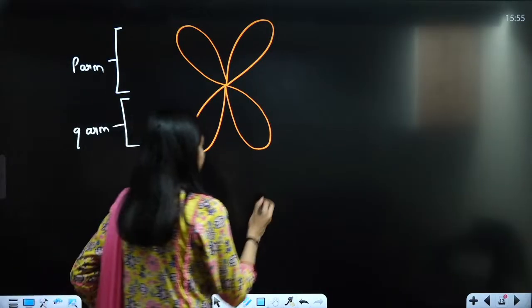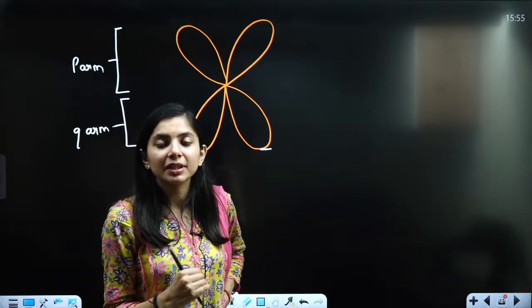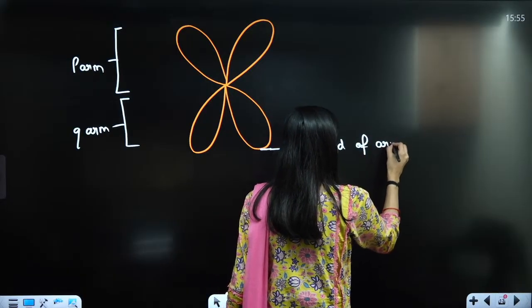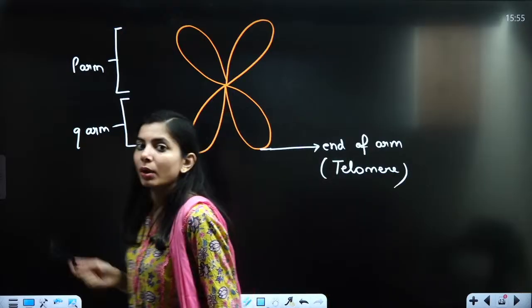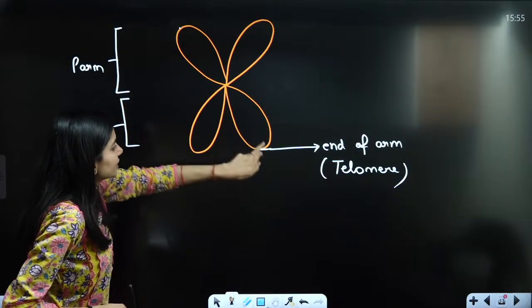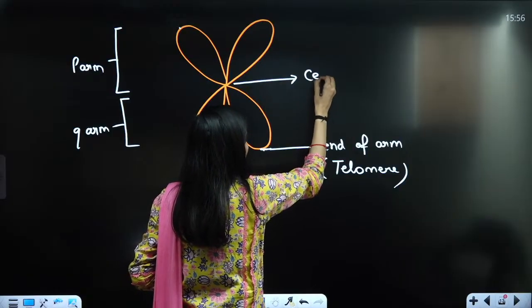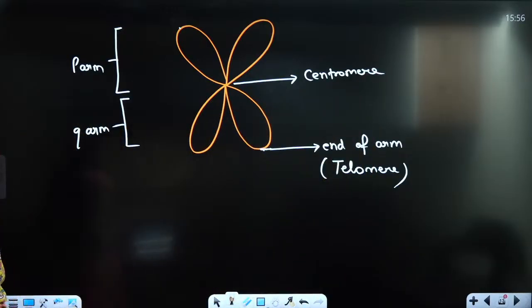Fine. Now another thing, the end of the P arm or Q arm is called as what? Telomere. Okay. So end of the arm, be it the P arm or be it the Q arm. So this end or this end, both would be called as what? Telomere. Now, center is called as what? Centromere. This is what we are naming the shape of the chromosome. So, the center is specified as what? The centromere.